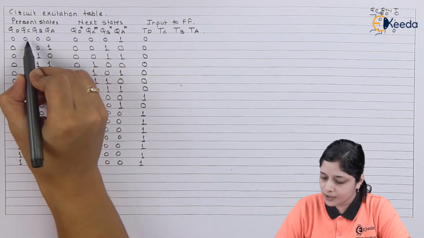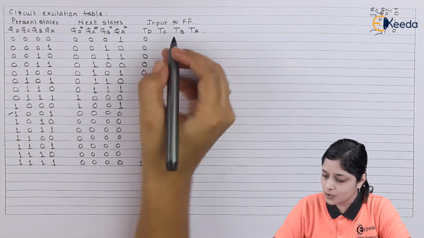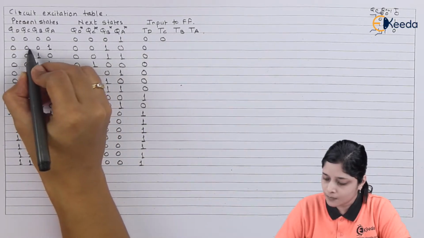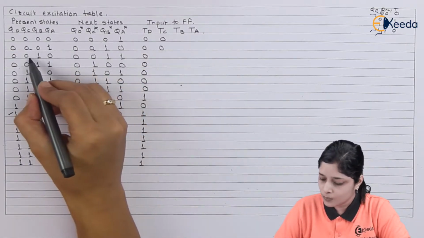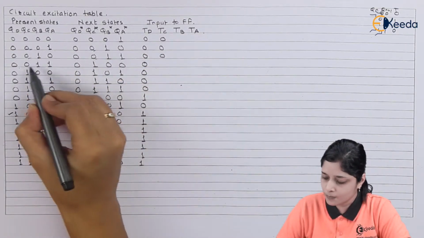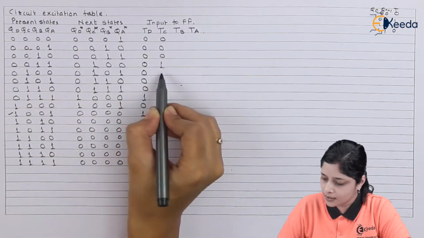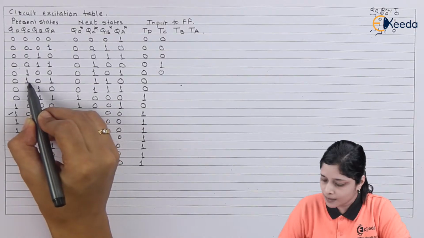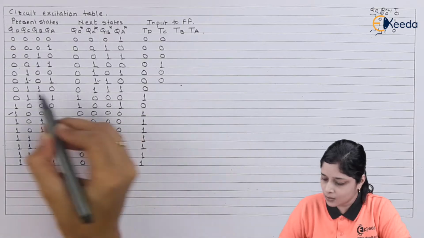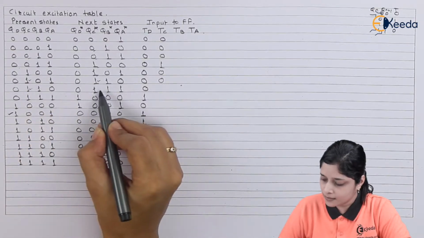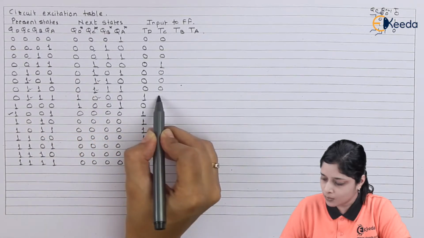So you have to compare QC with QC star. So 0, 0, 0, 0, 0, again 0, 0, 0, 0, 0, 1, 1, 1, 1, 0. Again we have 1, 1 0 1 1 0 1 0 1.